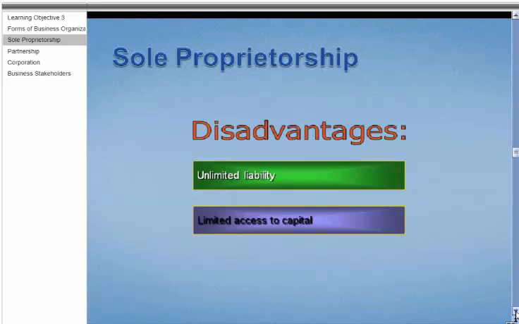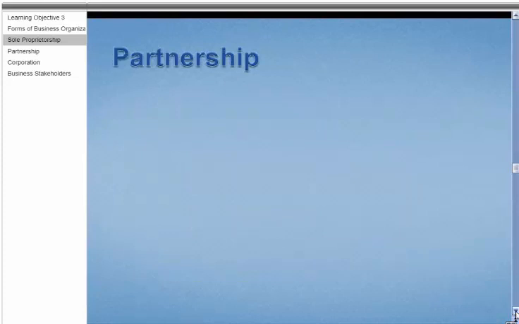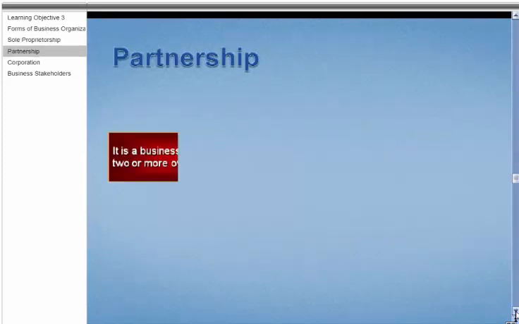Okay, they also have limited access to capital. If your purpose is to create a billion-dollar organization, a sole proprietorship will probably not get you there, because the capital markets and others willing to lend money is greatly reduced in a sole proprietorship as opposed to, say, a corporation. And the slide likes to point out that many sole proprietorships sometimes subject the owners to long hours. Now, of course, that isn't the case in every situation, but certainly that's true in a number of sole proprietorship businesses.